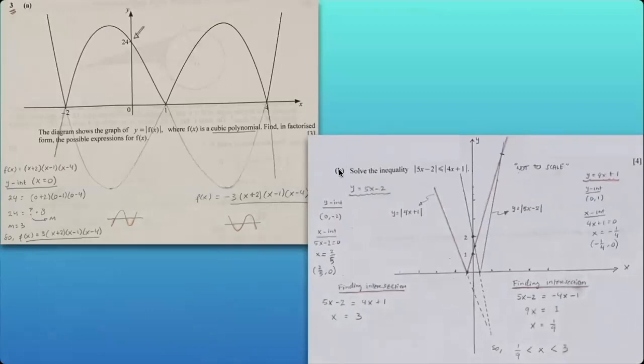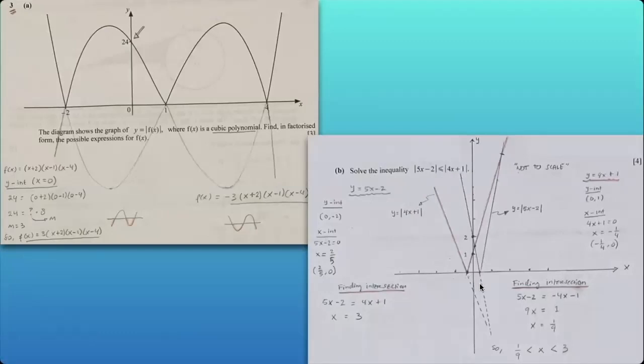Next, part B. Solve the inequality: the absolute value of 5x minus 2 is less than or equal to the absolute value of 4x plus 1. One way to do it is to sketch these two functions. So let's start with y equals 5x minus 2. As usual, we find the y-intercept and the x-intercept. So this is the function.